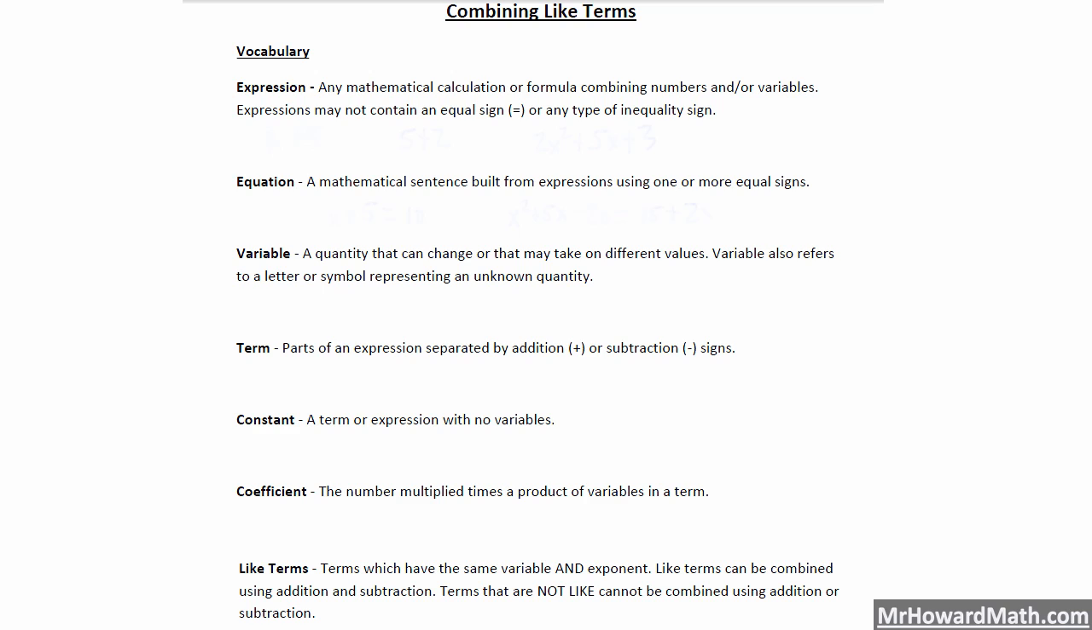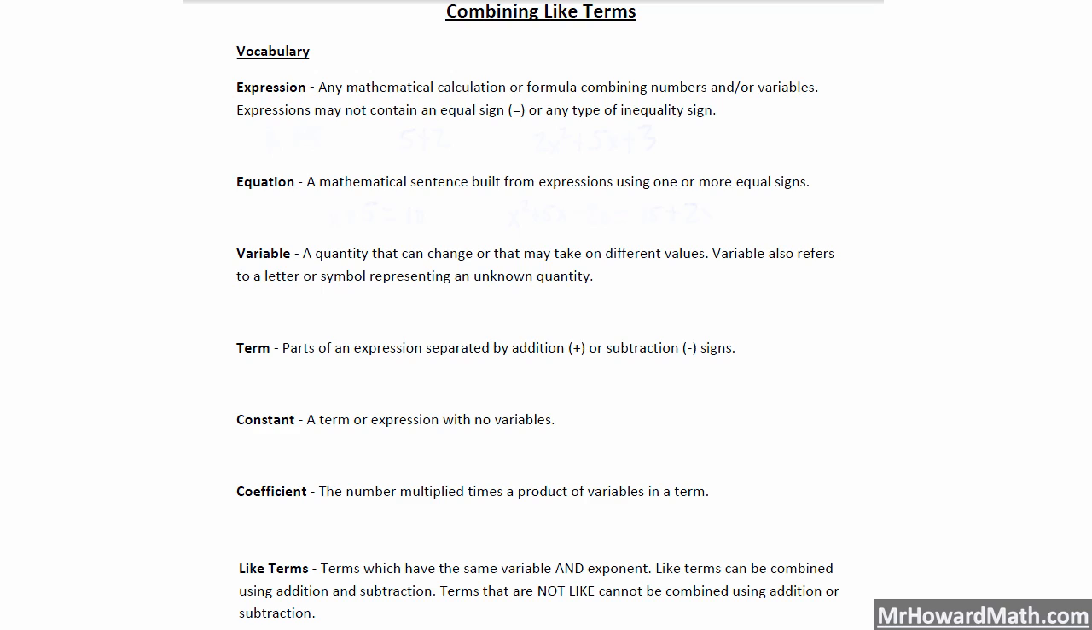Hello, I'm Mr. Howard, and in this video we are going to look at combining like terms. This video is targeted for Algebra 1 students, but combining like terms is a very important skill because you will use it in Algebra 1, in the algebra portions of geometry, in Algebra 2, pre-calculus, and then calculus, and then of course college level classes like college algebra, trigonometry, and college level calculus. So being able to combine like terms is a very important skill because you will continue to do that as you advance in your math classes.